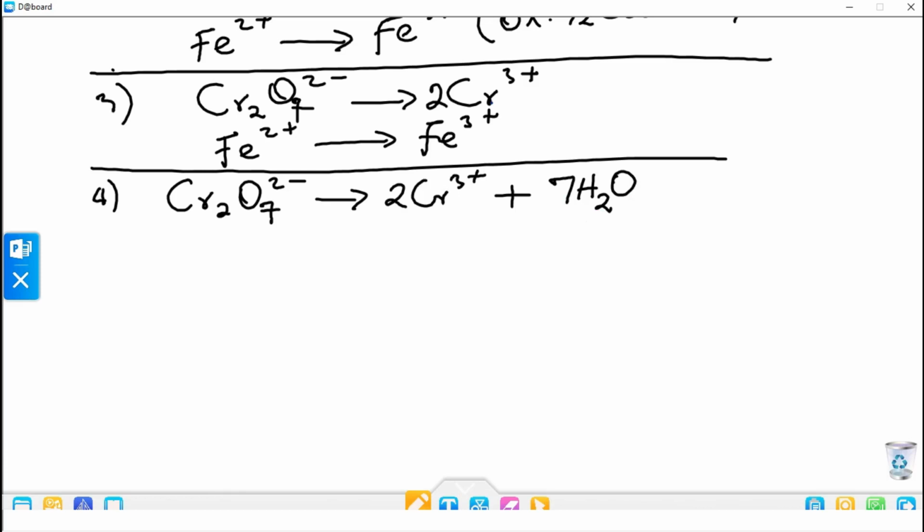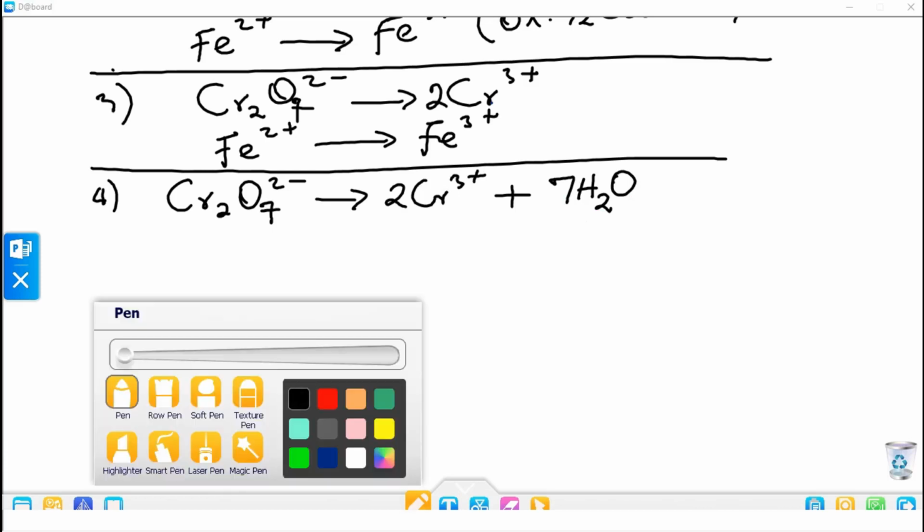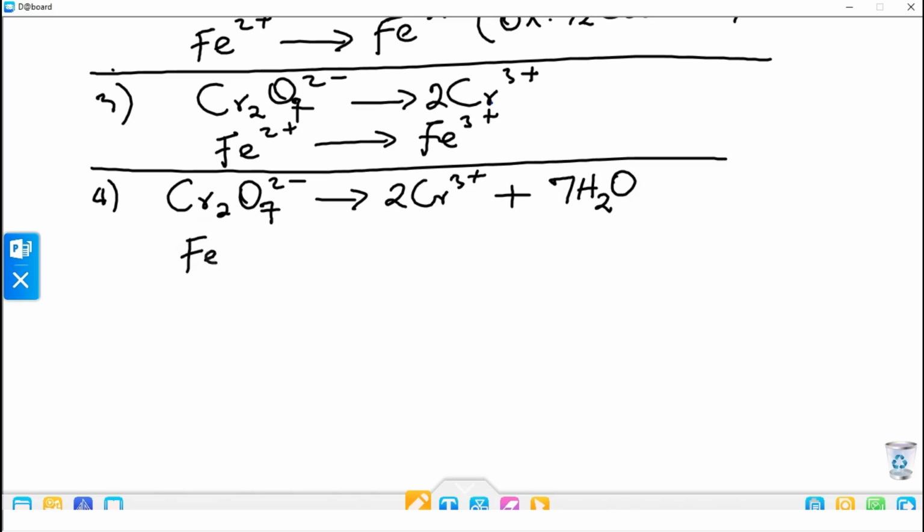So in the case of our reduction half cell, do we need to balance oxygen? No, we don't need to balance oxygen. So we just simply write it that way still. Now we are done with step 4.